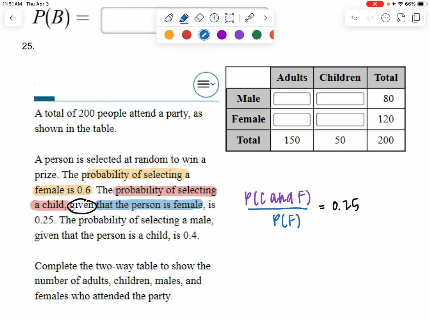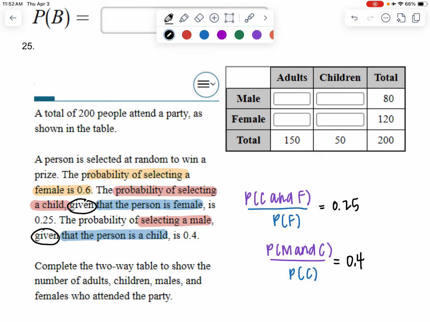And it says that the probability of selecting a male, given that the person is a child, is 0.4. So let's go ahead and write that one out as well. We have the probability of male and child divided by the probability of being a child is equal to 0.4.